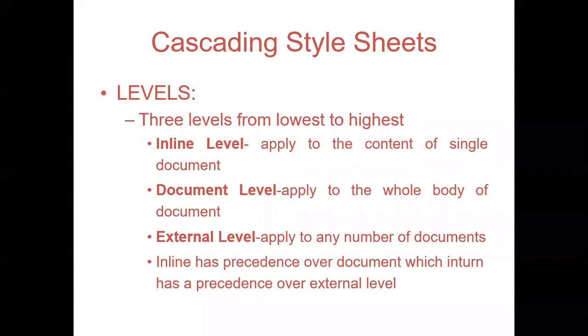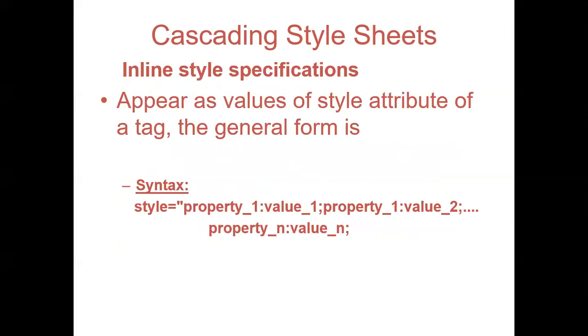There are three types of style sheets. Each of them we are going to see. Now, what I'll do is I'll show you an example of these style sheets, and then we'll come back to the theoretical part. But for understanding purposes, there are three types of style sheets: inline style sheet, document level style sheet, and external style sheet. As the name itself suggests, the inline applies to a single element, document level to a single page, and external applies to multiple pages. We'll come back to this once again.